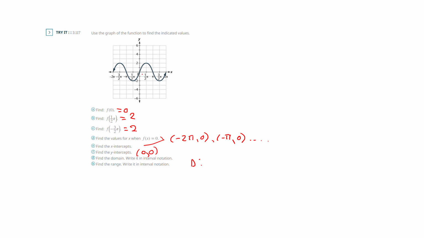Domain, we're moving across. Once again, we get negative infinity to infinity. And the range as we're moving up, once again, is, I don't know if that was exactly the same problem as the one I just did. I'm not sure. It'd be negative 2 to 2.